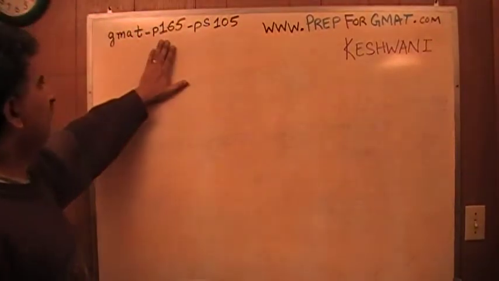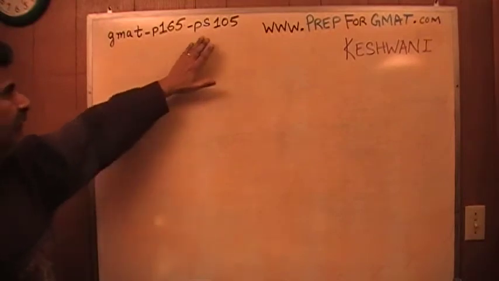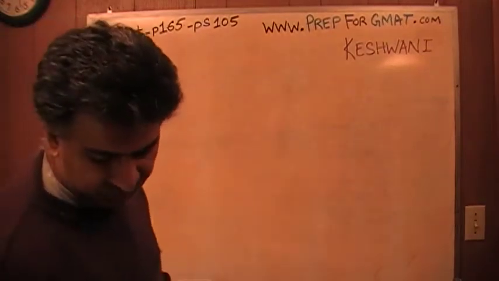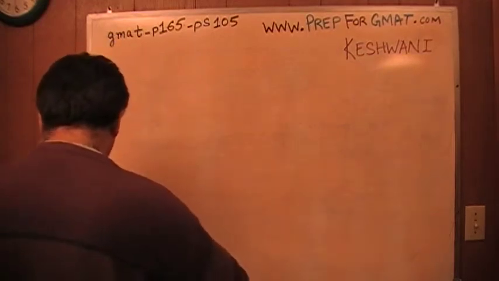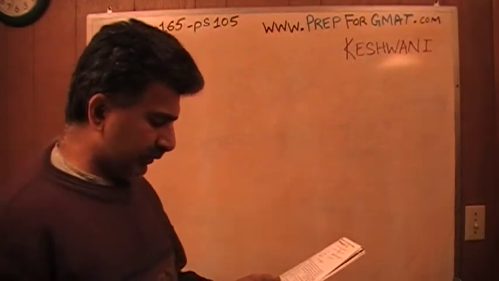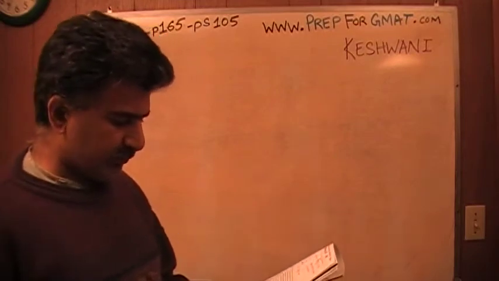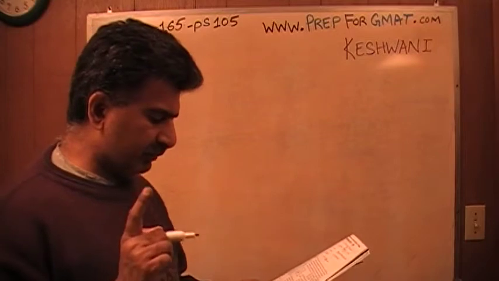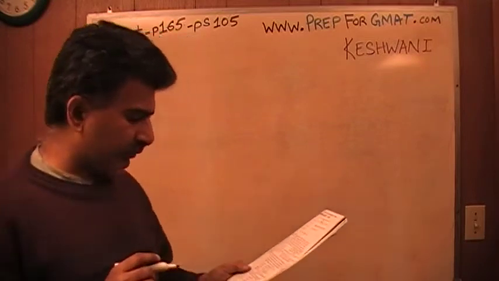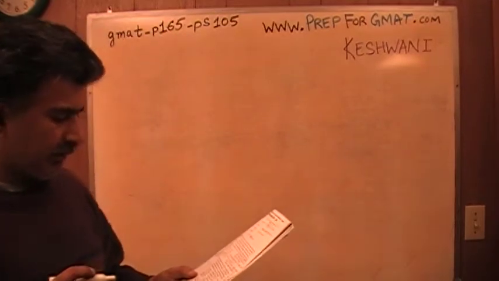Right now I'm going to solve a problem that you will find on page number 165, problem 105, the last problem on this page. Let's take a look at it. It says that we have a square mirror which has a diagonal of 20 inches. The question simply is, what is the approximate perimeter of the mirror? Approximate, they're not looking for the exact value. Approximate perimeter of the mirror in inches.